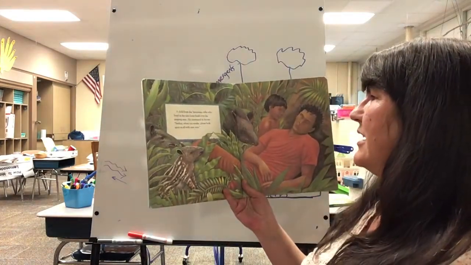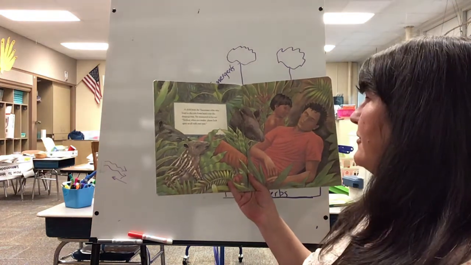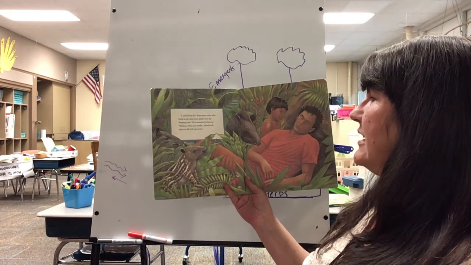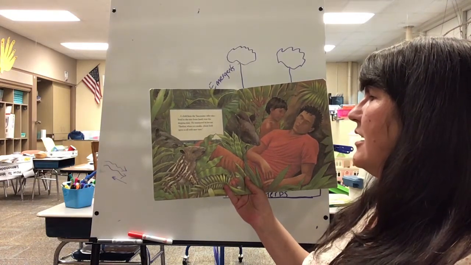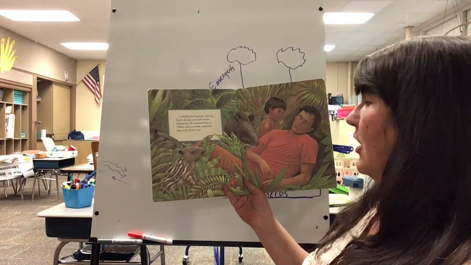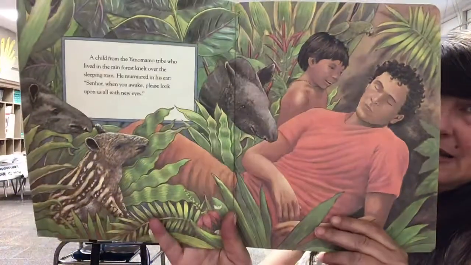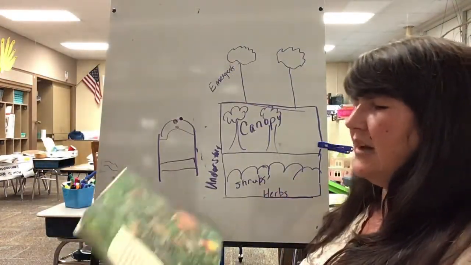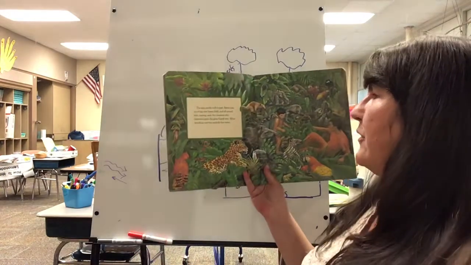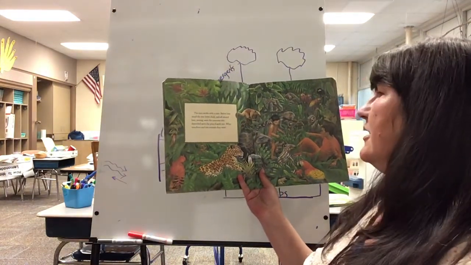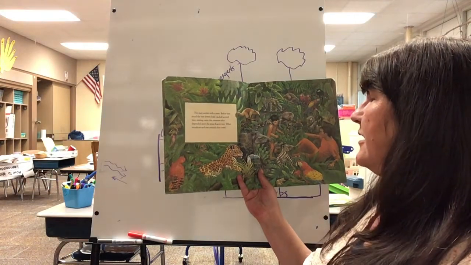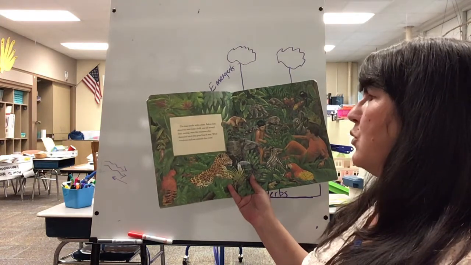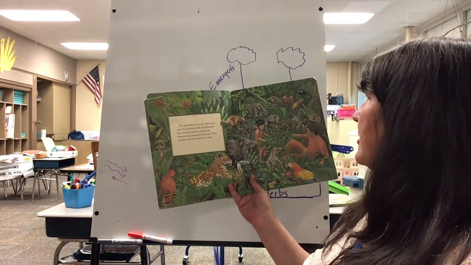A child from the Yanomamo tribe who lived in the rainforest knelt over the sleeping man. He murmured in his ear, "Señor, when you awake, please look upon us all with new eyes." The man awoke with a start. Before him stood the rainforest child, and all around him, staring, were the creatures who depended upon the great kapok tree. What wondrous and rare animals they were!